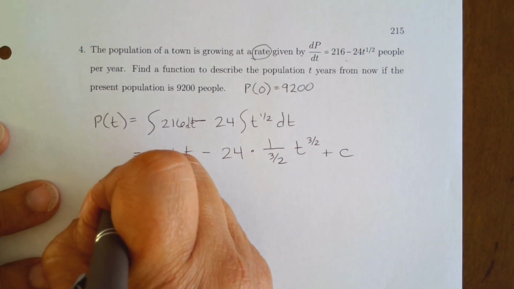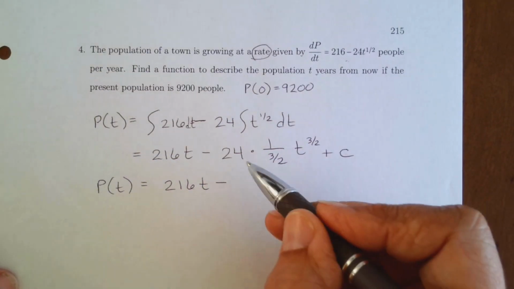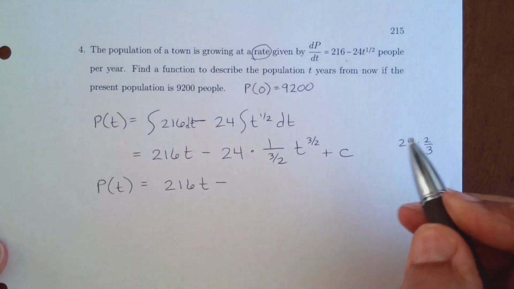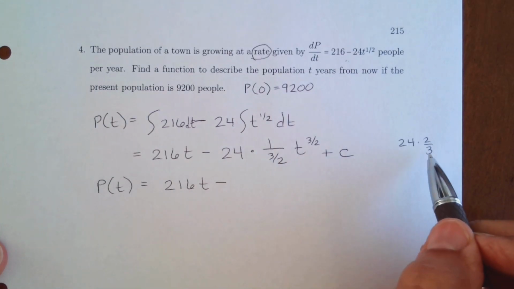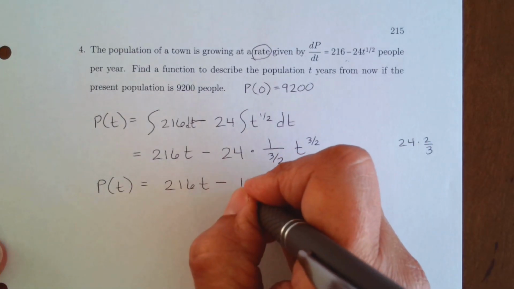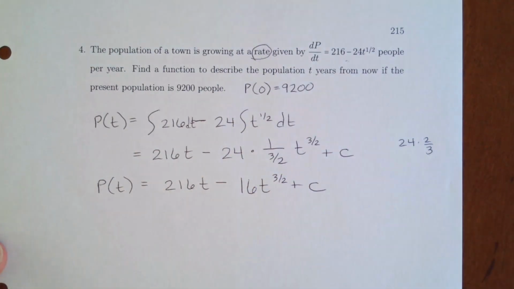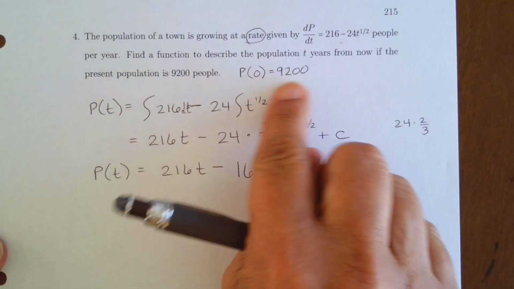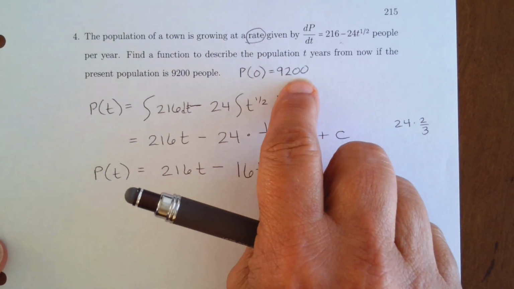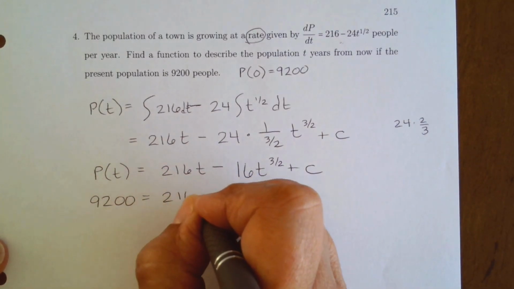So our function is 216t minus, we got 24 times 2/3. Remember, you flip it and multiply. 3 goes into 24 eight times, 8 times 2, so this would be 16t to the 3/2. There's our function, but they gave us a point. At time 0, the population is 9,200. So 9,200 when t is 0.